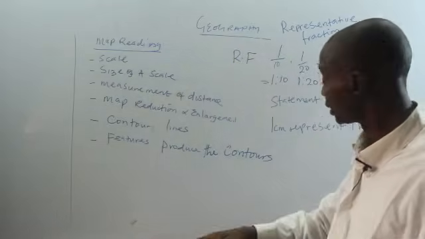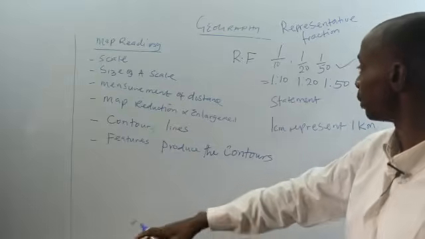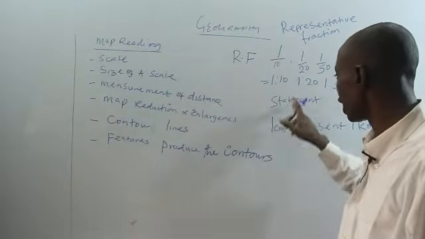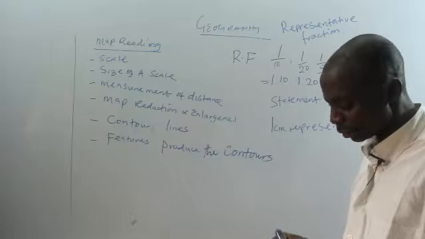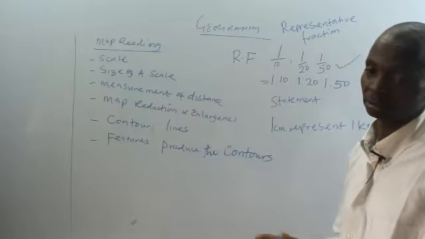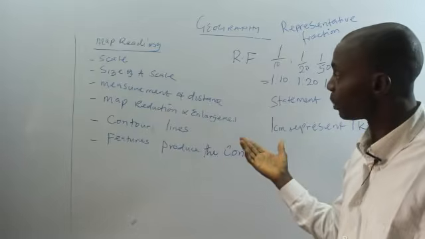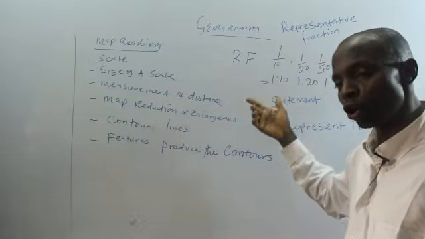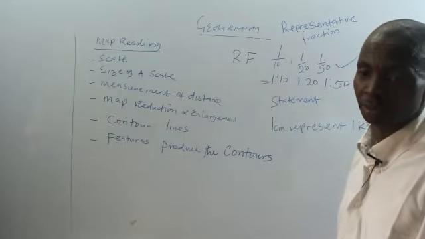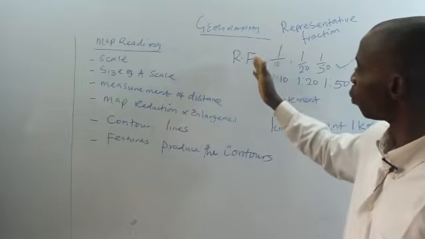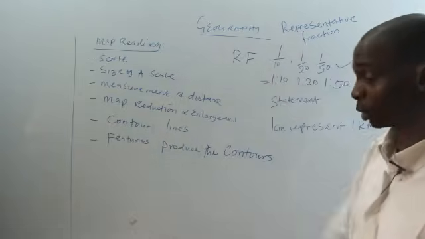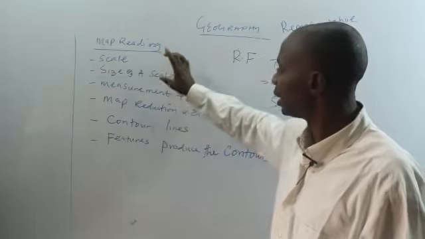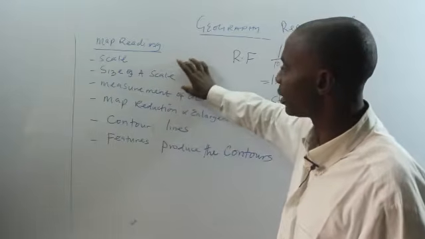We have the linear scale, the one I've just shown you on the map. We have the representative fraction scale. Then we have the statement scale. Any of these scales, either representative fraction, statement scale or linear scale, you can be asked to convert from one form to another. We'll do that as we proceed. But let's look at what we have here.